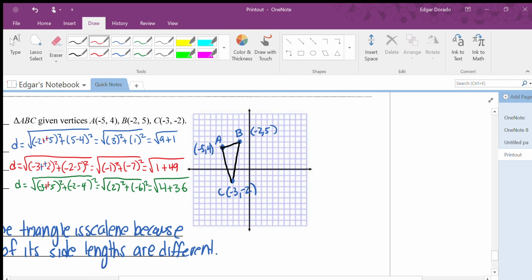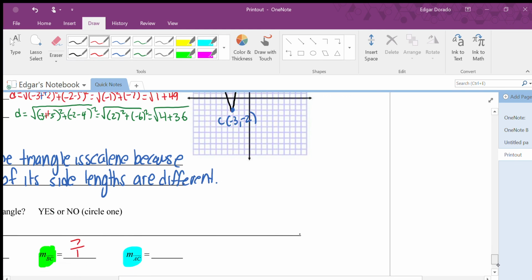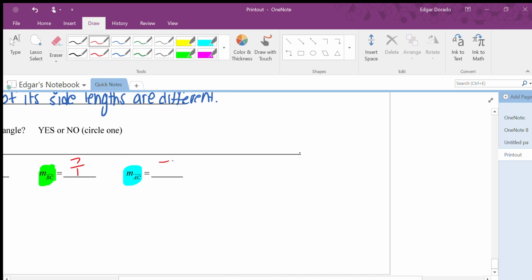So I'm going to go down 1, 2, 3, 4, 5, 6. Down 6 and right 2. And actually, that's going to reduce. Let me rewrite. That reduces to negative 3 over 1. And as you guys know, I like to keep those as fractions. It's going to be easier to identify in a second.